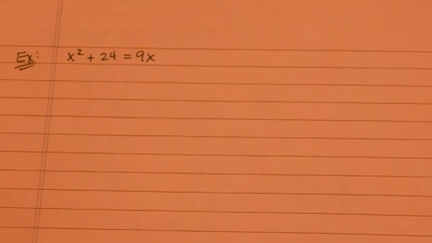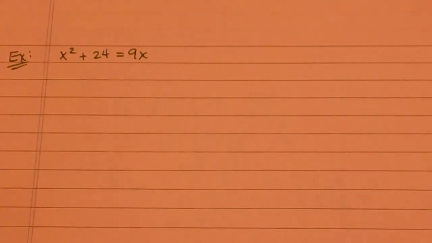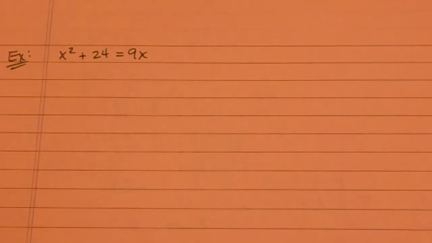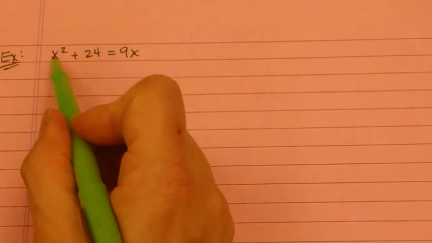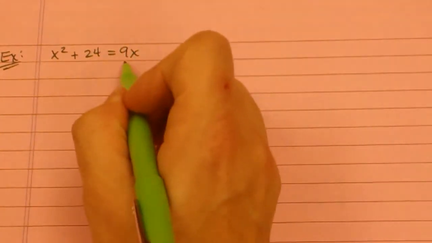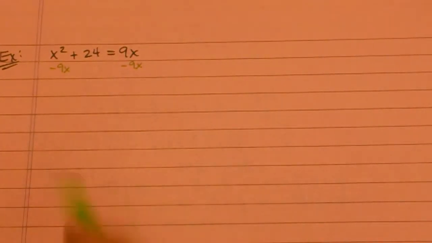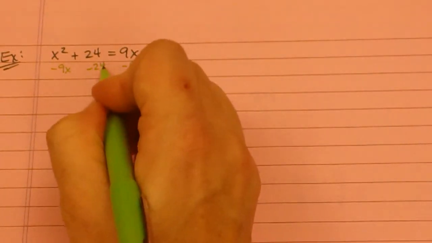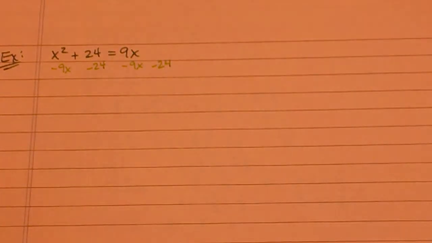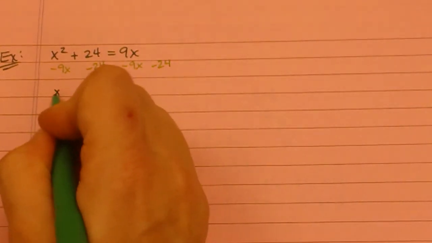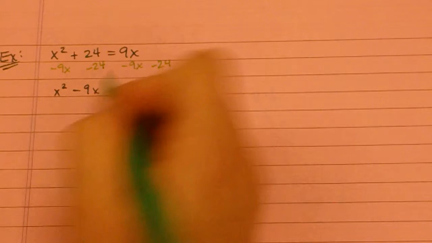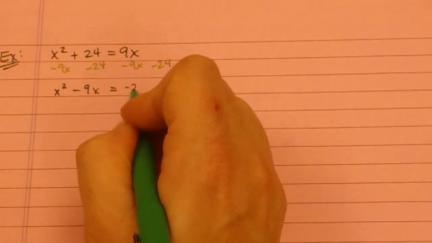Here's our next example. We're going to do 2 more and then call it good. X squared plus 24 equals 9x. Now this is not in the format that we'd like to have it in. What we want is all of our variable terms on one side and our constant term on the other. And since I always like to start with my x squared being positive, I'm going to go ahead and subtract the 9x to be over with the x squared. And then I'll have all my variables on the left side. And then I'm going to subtract the 24 to the other side so that I have my constant term on that side. So I'm going to have x squared minus 9x equals negative 24.